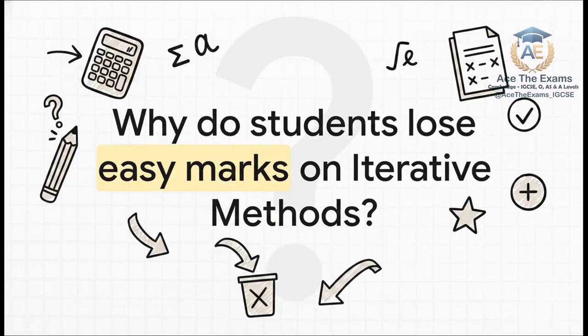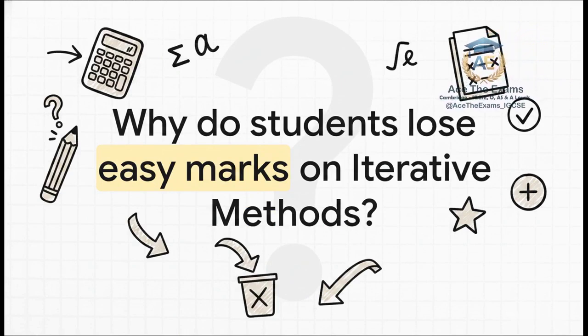So, you might be wondering, why do these academic buildings collapse? Why do students lose easy marks on iterative methods? It is a truly frustrating reality on the exam site. Year after year, the principal examiner reports show that students who clearly understand the core equations still bleed points on these high-tariff questions. Alex knows exactly how to punch the numbers into the calculator, Sam knows how to find the root, but when the final grade comes back, they have both missed out on crucial method marks.